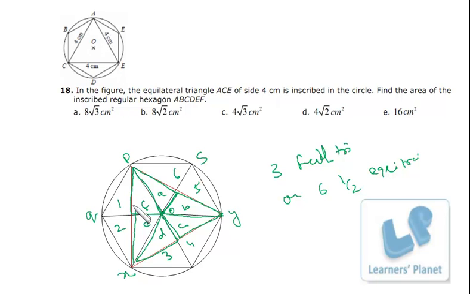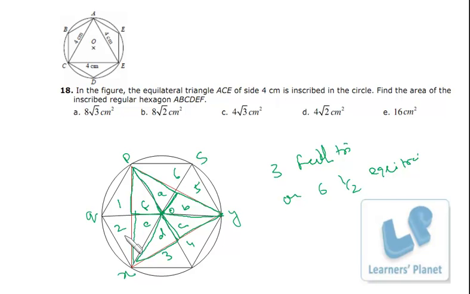Because each triangle is divided into 2 parts. One is inside this bigger triangle and one is outside this bigger triangle. So if we know the area of triangle PXY and if we double it, we'll be able to get the area of the hexagon, right? That's very important, a very beautiful concept. So just listen to the explanation very carefully.